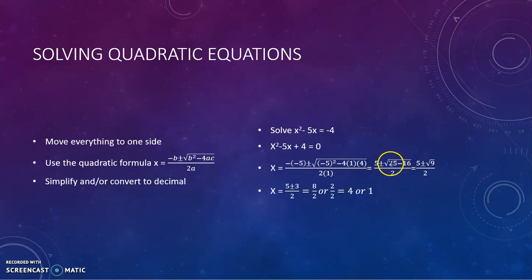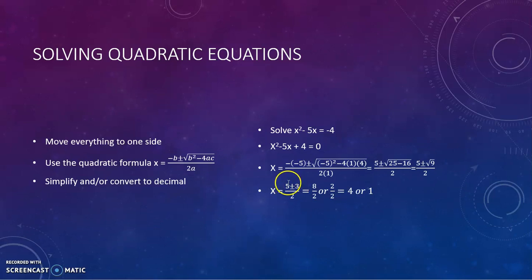Okay, simplifying further, I'll look at 25 minus 16, and that's 9. Now sometimes the square root won't simplify nicely, and I need my calculator to convert it into a decimal. But in this example, it does simplify nicely. So the square root of 9 is 3, and that's down on the next line.